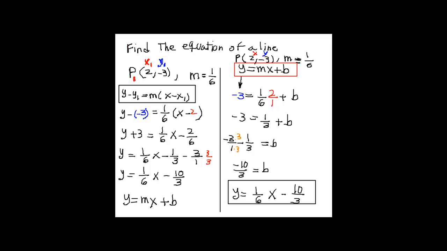Okay. So if you all can follow both methods here to write the equation of the line, knowing the point and the slope, can I see a check mark next to your name, please?